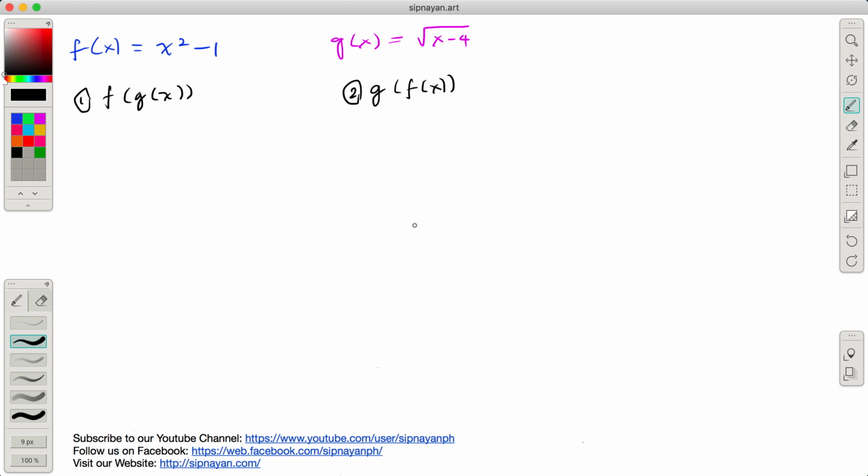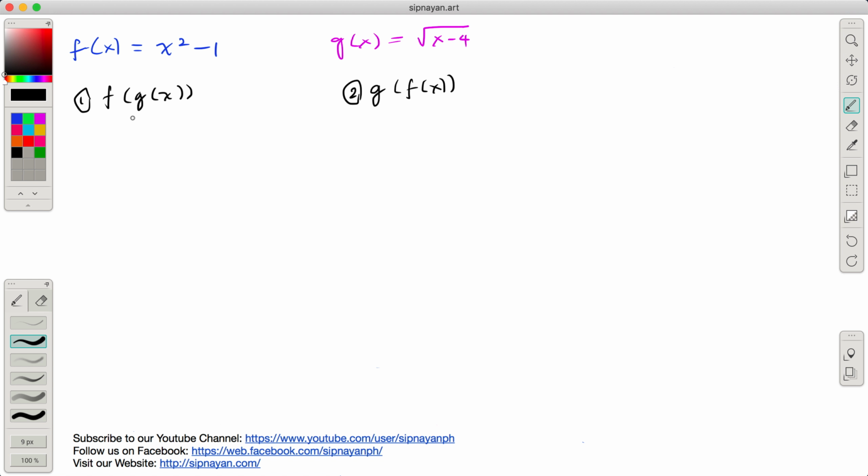In this video, itutuloy natin yung series natin on composition of functions, no? And more practice dito sa video na to. So here we have two functions, f of x equals x squared minus 1, tapos meron tayong g of x which is equal to square root of x minus 4.